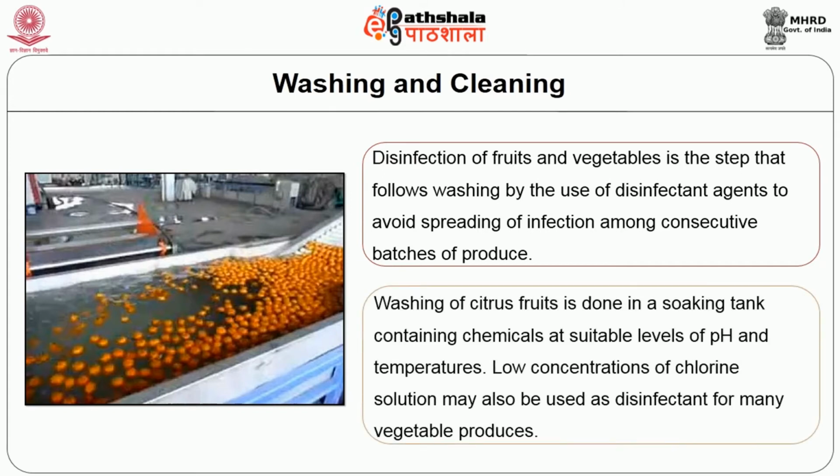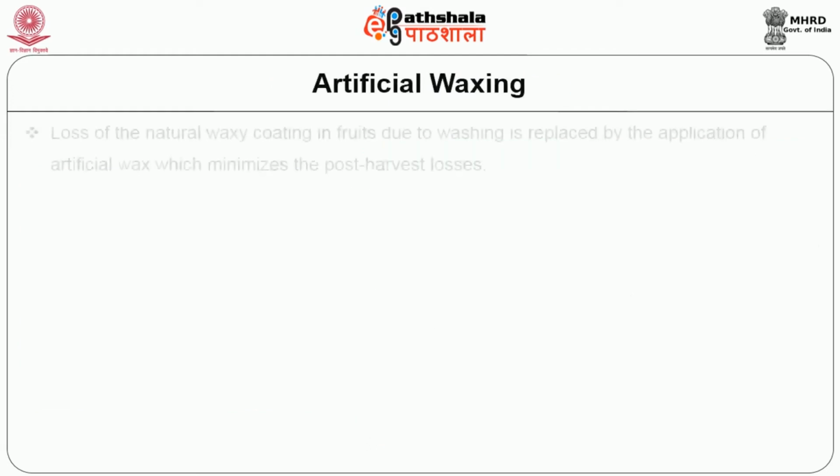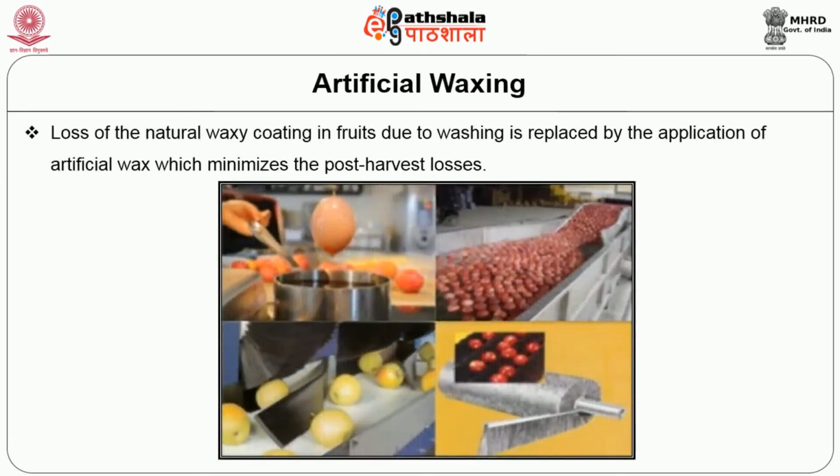Washing of citrus fruits is done in a soaking tank containing chemicals at suitable levels of pH and temperature. Low concentration of chlorine solution may also be used as a disinfectant for many vegetable produces. The next step is artificial waxing, which is used to prevent the loss of the natural waxy coating in fruits due to washing, which is replaced by the application of artificial wax, which minimizes post-harvest losses.